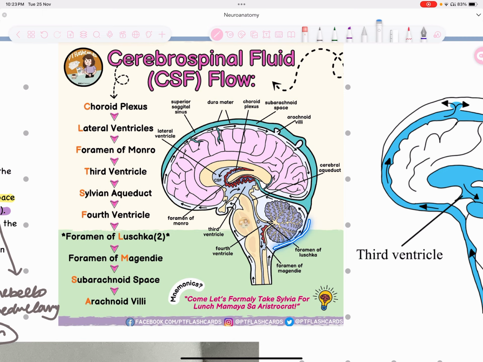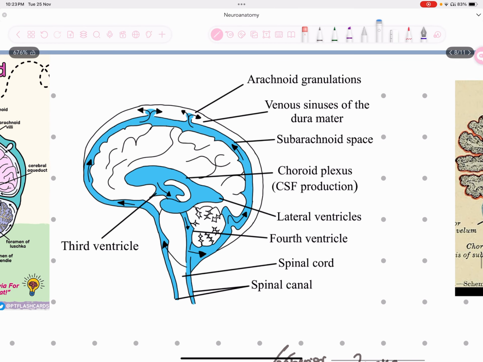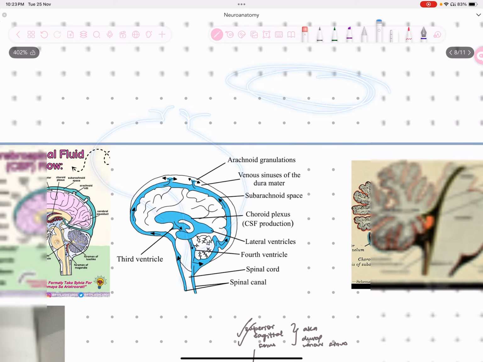And then from here it just circulates around the central canal and the brain, right? And then it goes to the superior sagittal sinus where it gets absorbed with the arachnoid villi into the blood. So again, you can see here that that's the entire pathway. Through the arachnoid granulations, it gets absorbed into the blood.